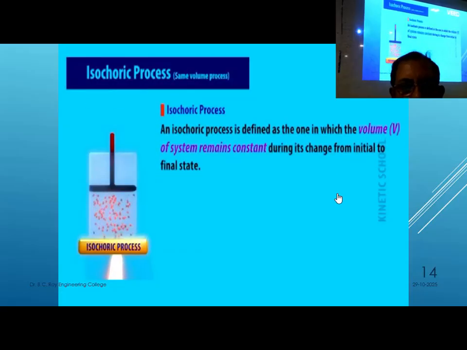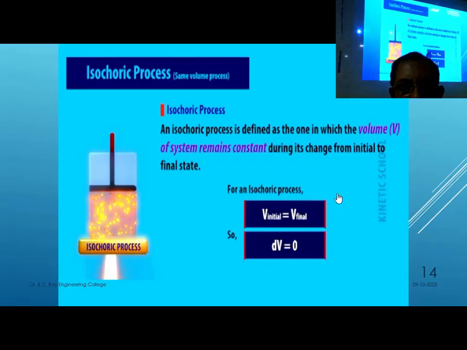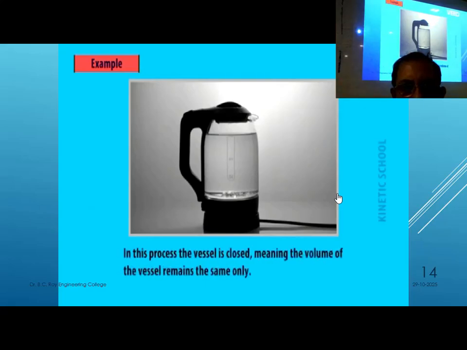An isochoric process is defined as the one in which the volume of the system remains constant during its change from initial to final state. For an isochoric process, initial volume is equal to final volume. So, dV is equal to 0. The boiling of water in a closed vessel is an example of isochoric process. In this process, the vessel is closed. That means the volume of the vessel remains the same. The volume is neither increasing nor decreasing.